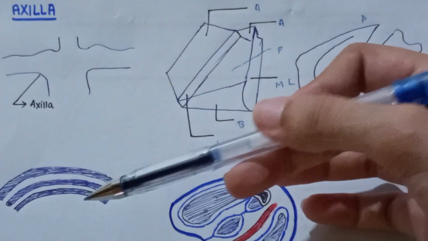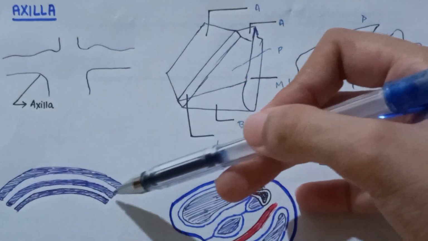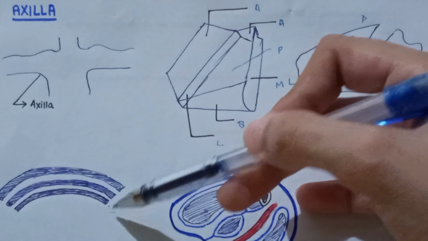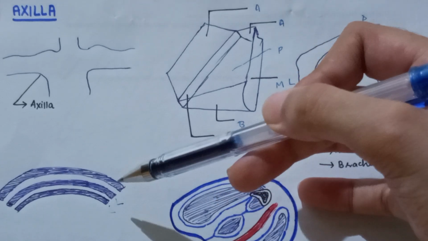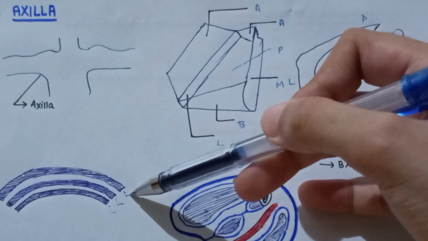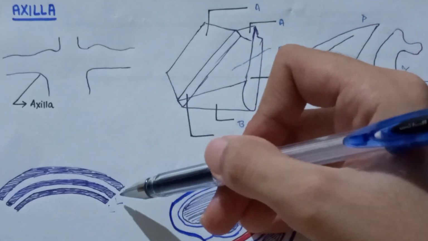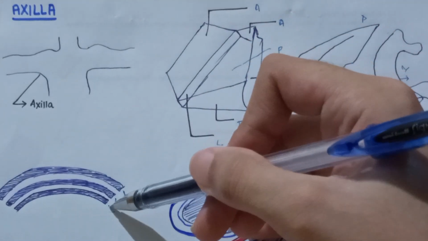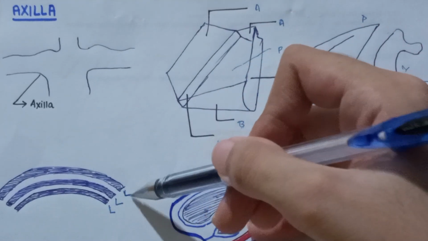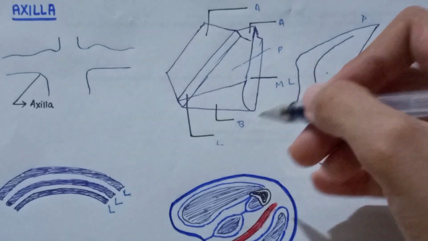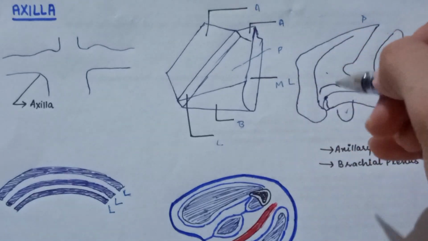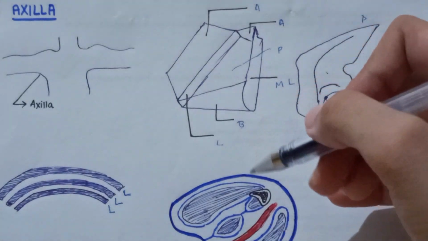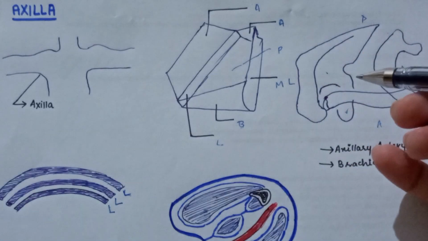Now to remember the base, memorize these 3 layers. First is your skin, second is your superficial fascia, and third is your deep fascia. And the deep fascia of axilla is known as axillary fascia.